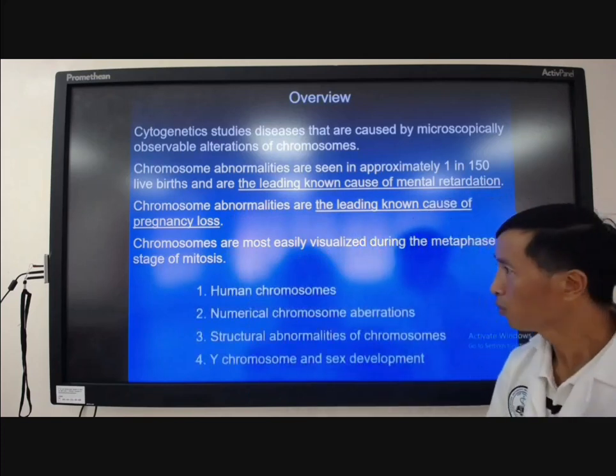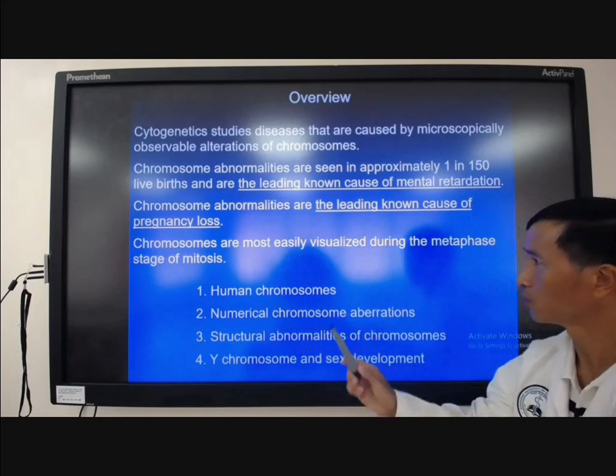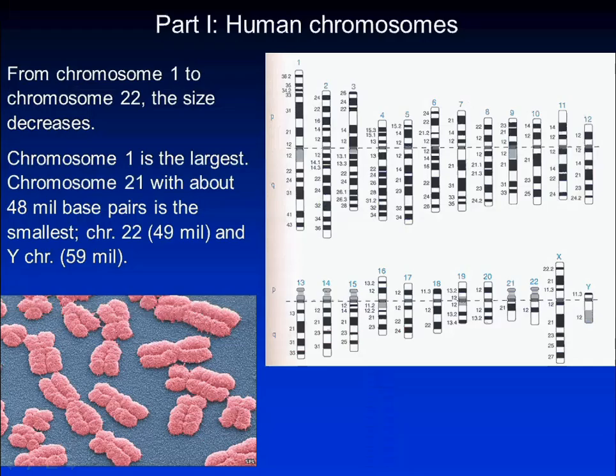First, we will look at human chromosomes. Here are human chromosomes, from chromosome 1 to chromosome 22. In general, the size decreases. Chromosome 1 is the largest chromosome.